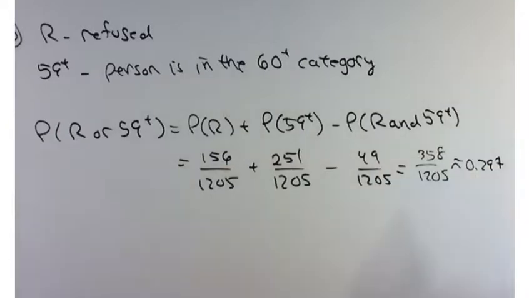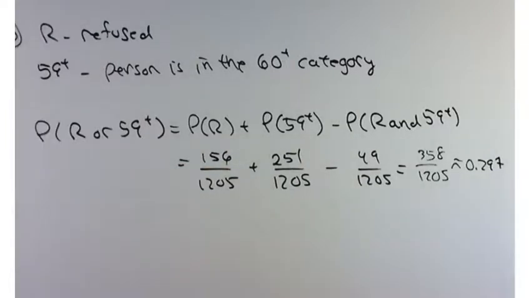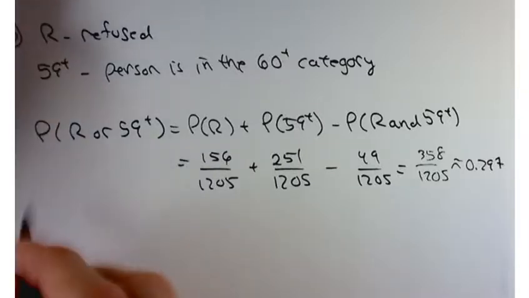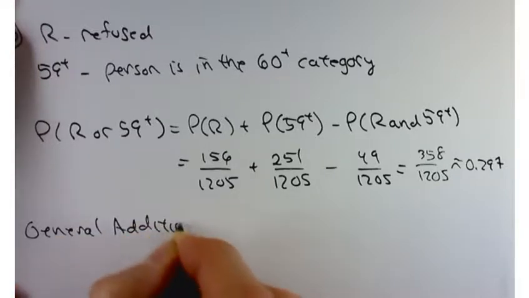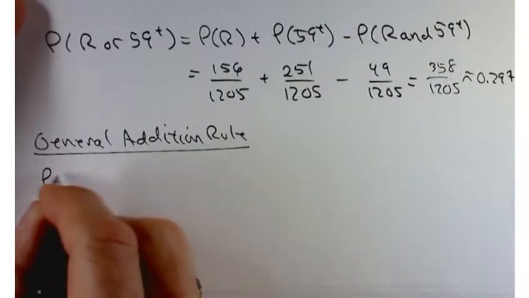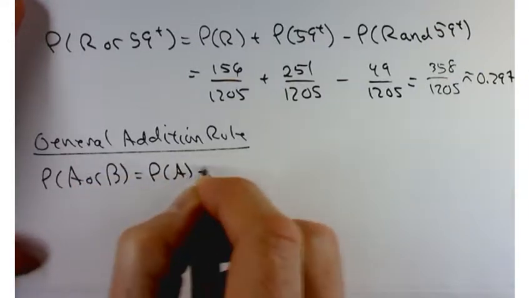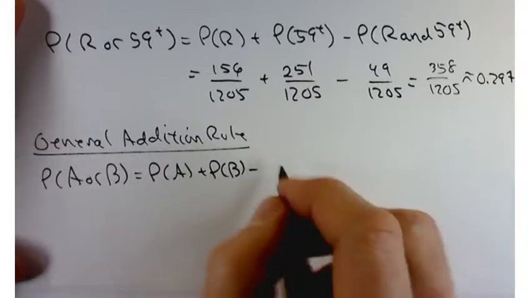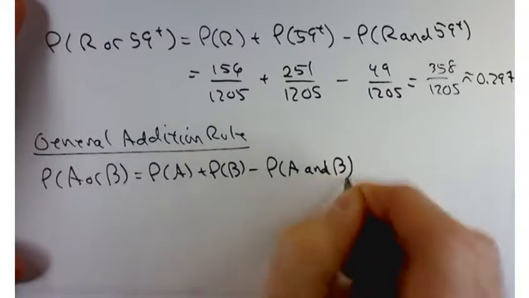But the key thing here is that we're using what's called the general addition rule. And that is when you subtract these things, you've got to subtract that double counting. So the general addition rule: probability of A or B is the probability of A plus the probability of B minus that little piece of double counting, P of A and B.